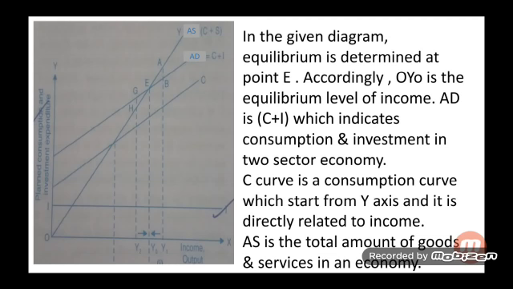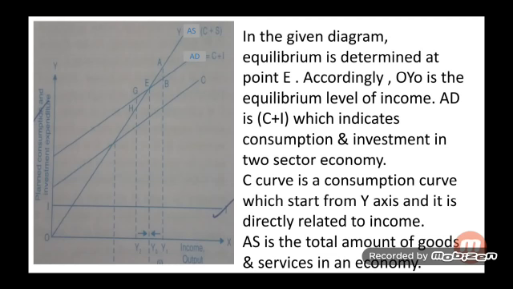The same thing we can read with the help of the graph also. OX axis contains the income and output. OY contains the plant consumption and investment expenditure. OY curve is an income and AS curve, that is aggregate supply curve.